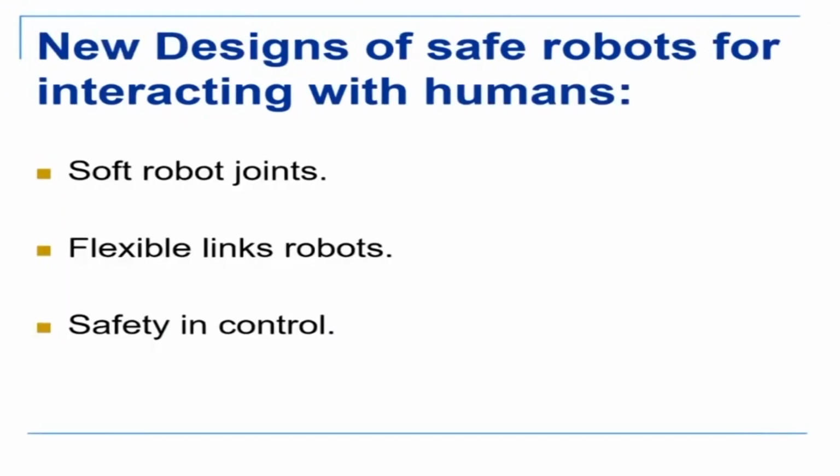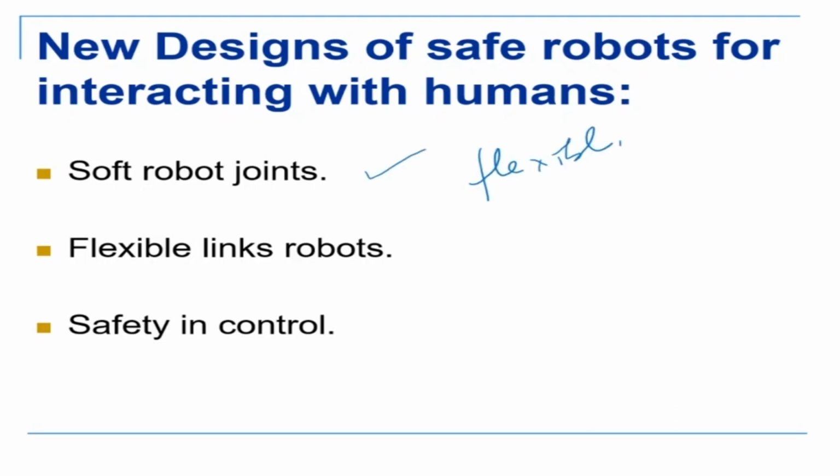So in terms of new designs for safe robots for interaction with humans, what is required is a different approach to this problem: to make robots which have joints which are soft or flexible.